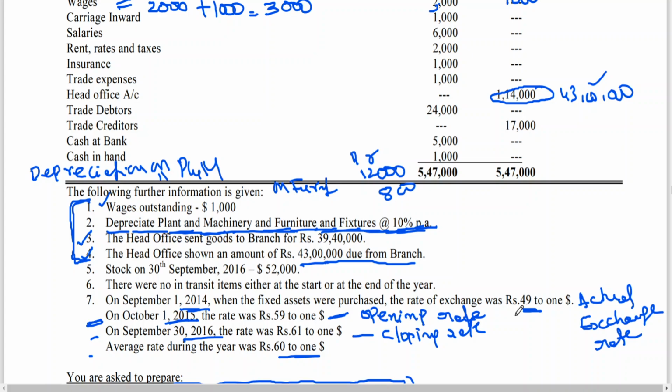That is to be taken at closing rate. For a non-integral foreign operation, what rate shall we take? Closing rate. It is also mentioned in AS 11, Accounting Standard 11. Clear to all of you? We will be discussing Accounting Standard 11 in a detailed manner. The same points we'll be having.